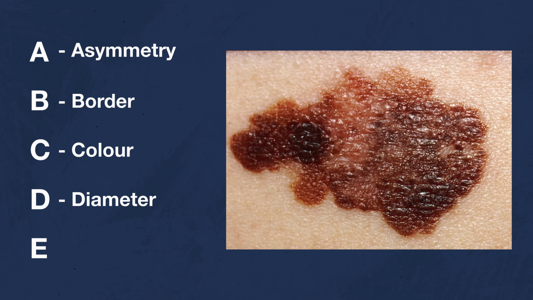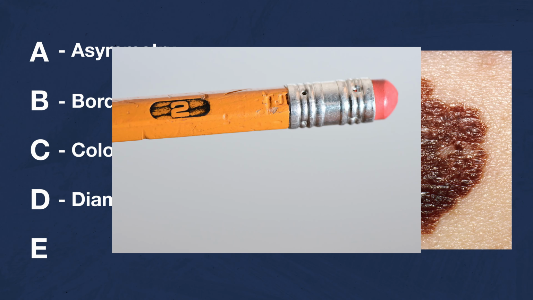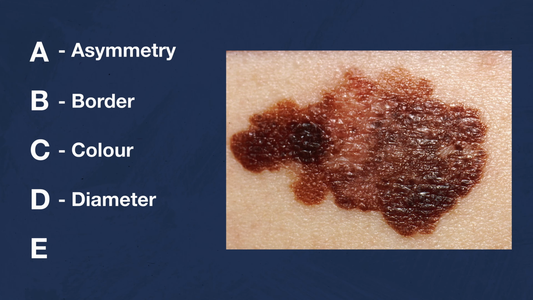D stands for diameter. Skin spots that are larger than 6 millimeters, which, for reference, is about the diameter of an eraser on a pencil, might indicate a melanoma. That said, this isn't a hard rule, as melanomas can be smaller than this.